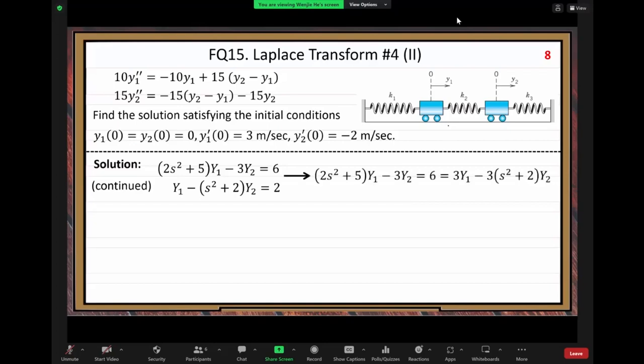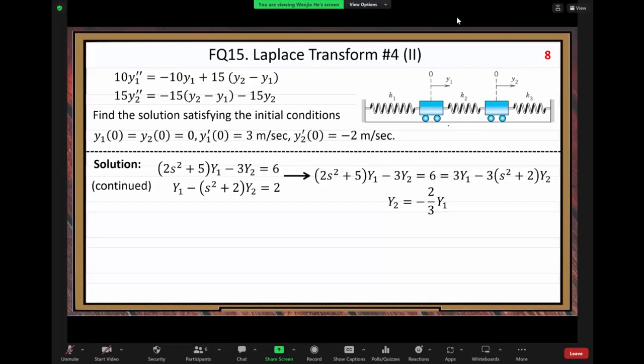All right. So the first equation equals 6. 6 equals 3 times the second equation. Okay? Second equation. Now, after that, you use 6 to connect these two equations. Then you can ignore the 6.